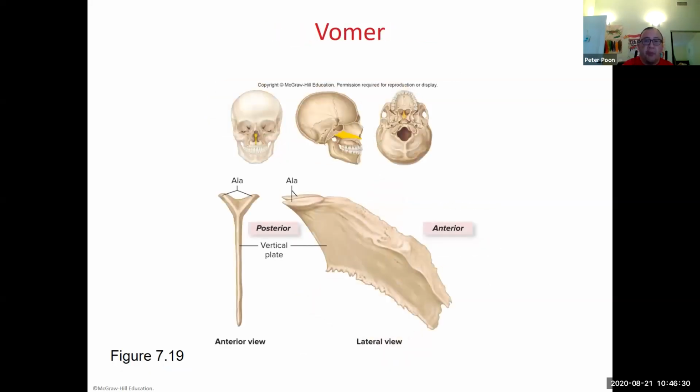This bone right here is called the vomer. The vomer is very deep inside the nose, and its job really is to separate the left and right nasal cavities.